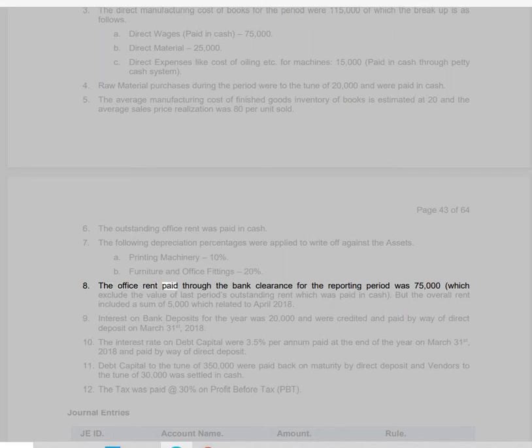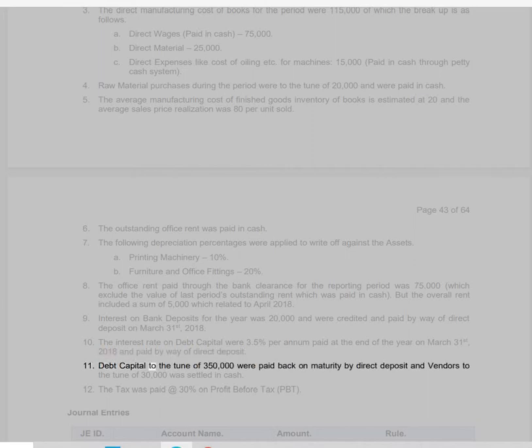8. The office rent paid through the bank clearance for the reporting period was 75,000, which excludes the value of last period's outstanding rent, which was paid in cash. But the overall rent included a sum of 5,000, which related to April 2018. 9. Interest on bank deposits for the year was 20,000, and was credited and paid by way of direct deposit on March 31, 2018. 10. The interest rate on debt capital was 3.5% per annum, paid at the end of the year on March 31, 2018, by way of direct deposit.